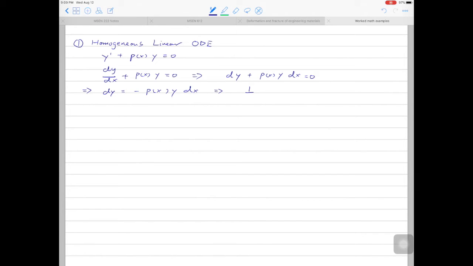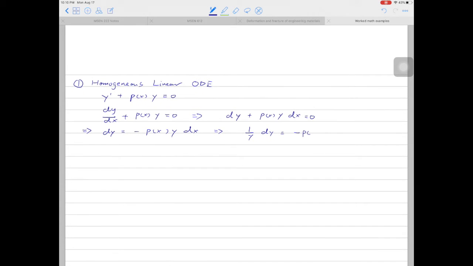Divide by y on both sides of this equation. We'll have 1 over y dy is equal to minus p(x) dx. Integrate both sides of this equation. The left-hand side becomes log y, and the right-hand side remains the same. Since we're doing integration, we need to add a constant here. The constant is c star.